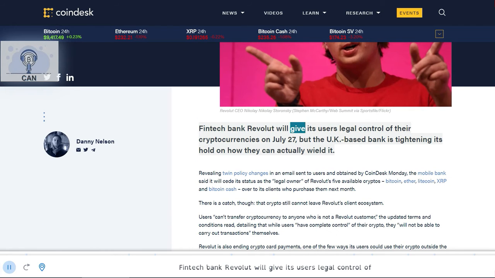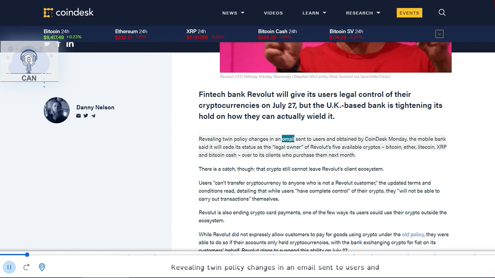Fintech bank Revolut will give its users legal control of their cryptocurrencies on July 27, but the UK-based bank is tightening its hold on how they can actually wield it. Revealing twin policy changes in an email sent to users and obtained by CoinDesk Monday, the mobile bank said it will cede its status as the legal owner of Revolut's five available cryptos, Bitcoin, Ether, Litecoin, XRP, and Bitcoin Cash, over to its clients who purchase them next month.